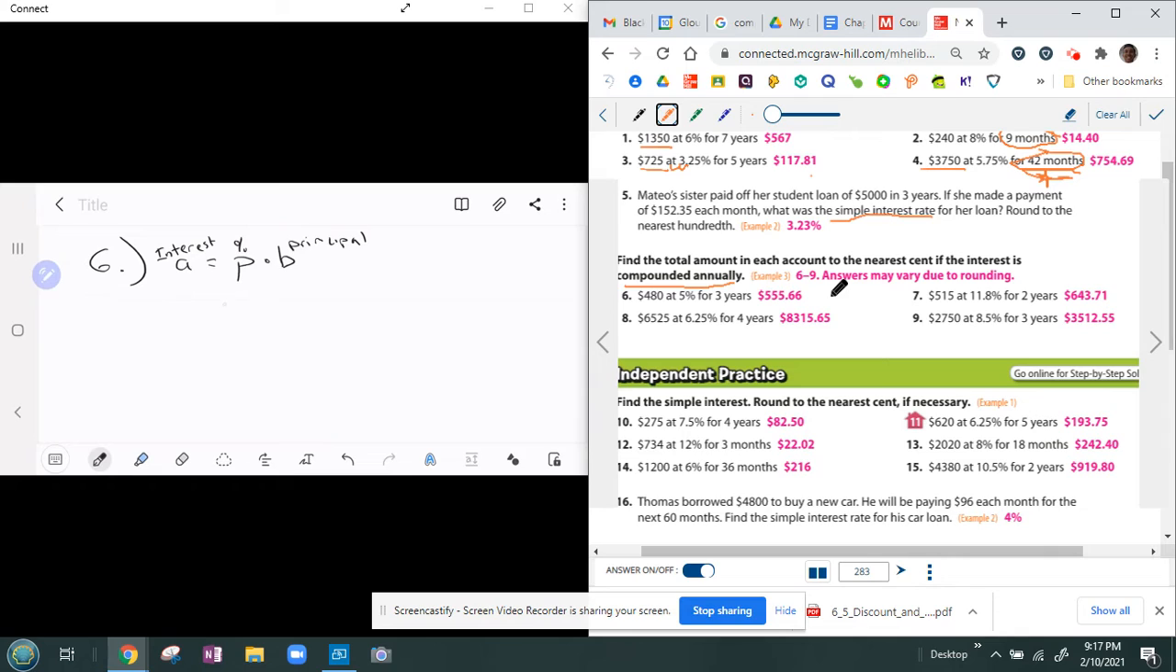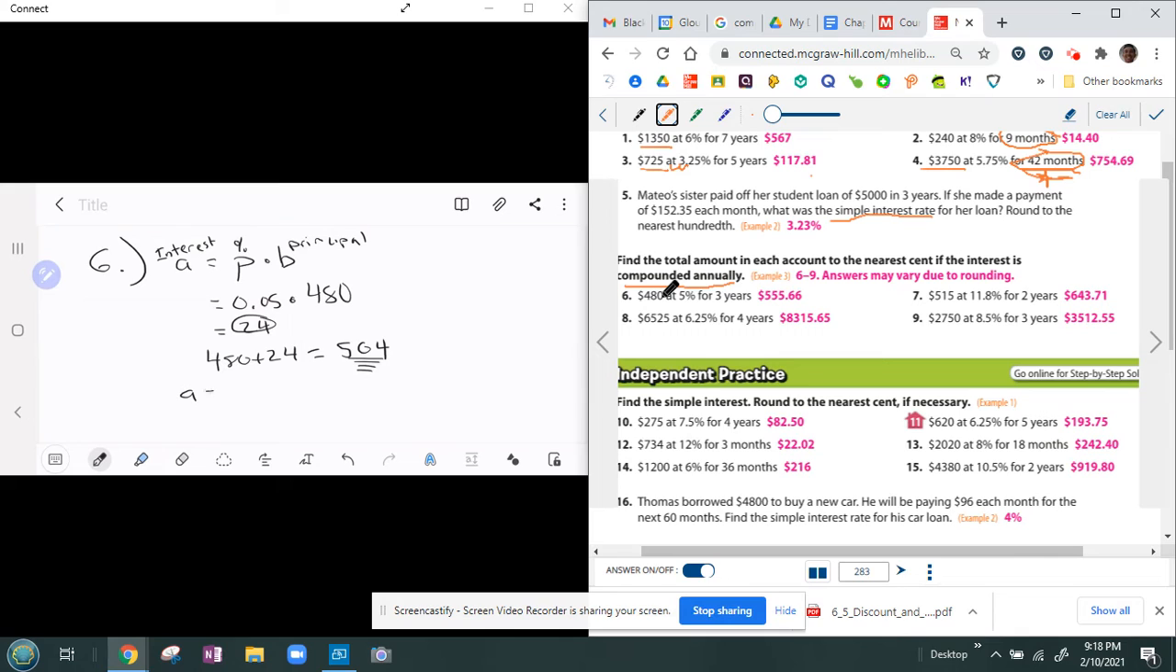So we can just do 5%, 0.05, of that original amount, 480. 480 times 0.05 equals $24. So that's year one. They earn $24. We add that. 480 plus 24 equals 504. Now, this is our new principal.